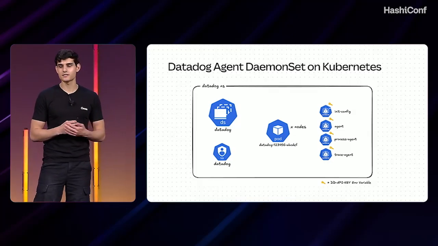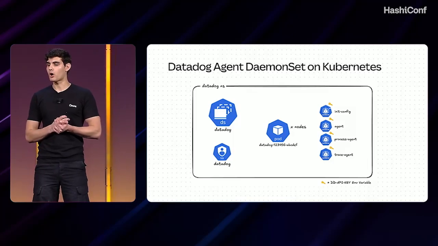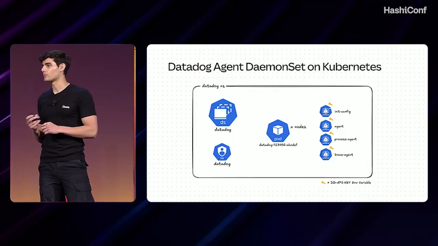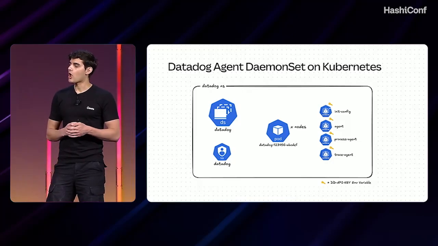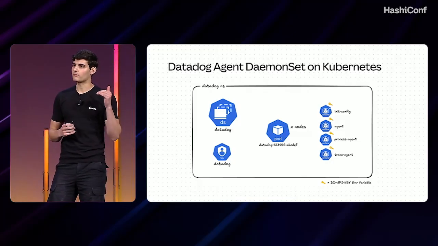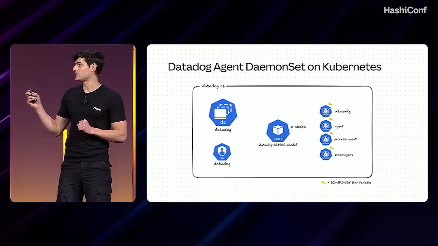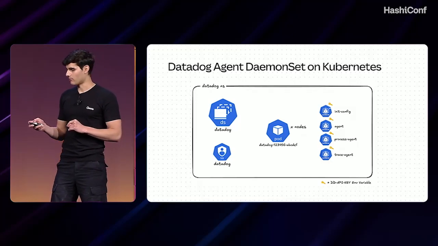Of the containers running in each Datadog agent pod, we have 1 init container and then 3 containers which require an API key. And all of these containers consume the API key in exactly the same way, by this DD_API_KEY environment variable.